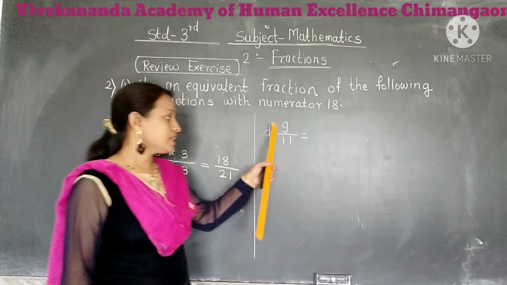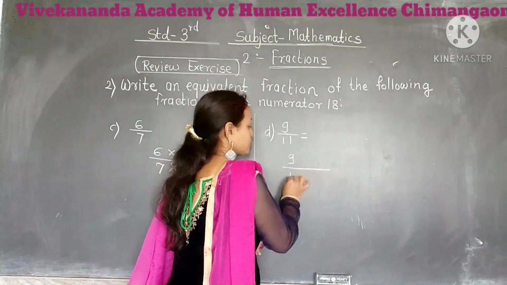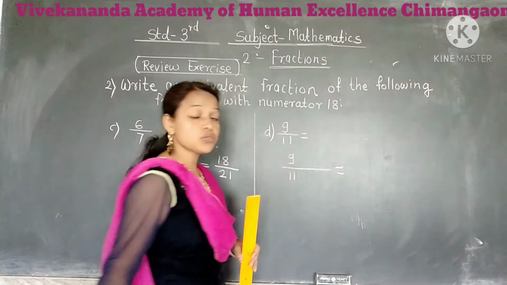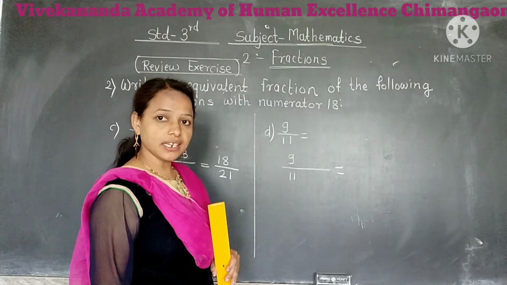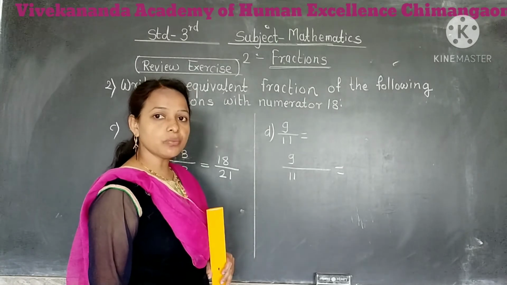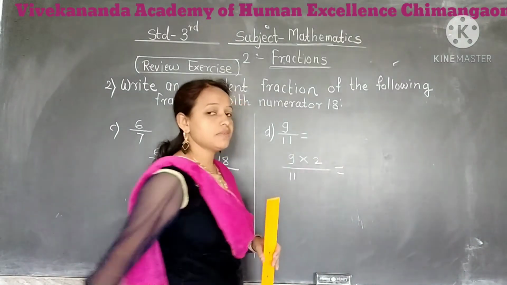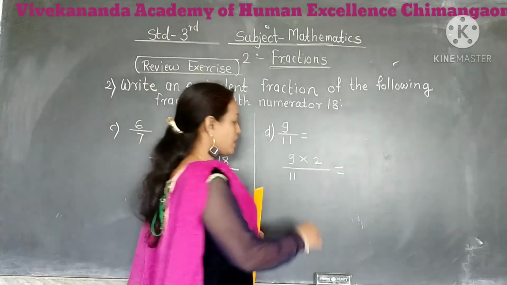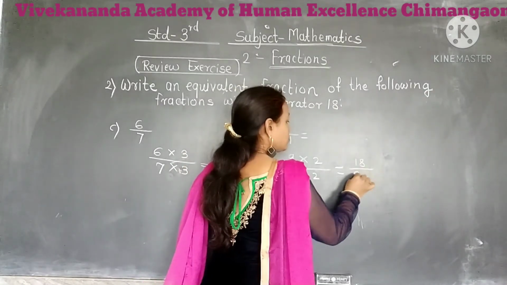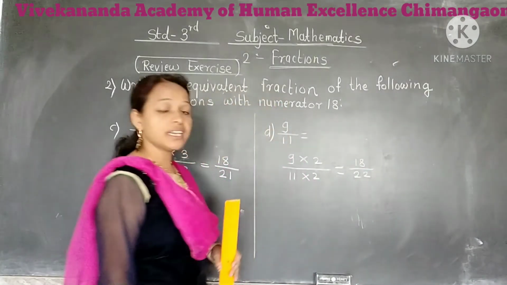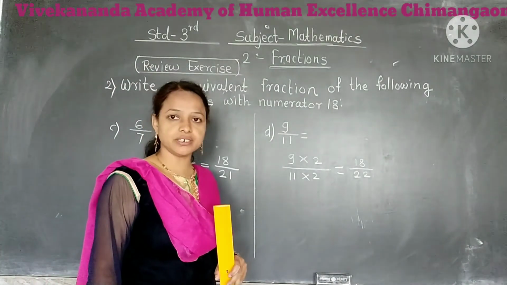Next fraction is 9 upon 11. So here also we want numerator 18. 9 twos are 18, means here we have to multiply 9 by 2 as well as we have to multiply 11 by 2. 9 twos are 18, 11 twos are 22. So we get the equivalent fraction of 9 upon 11 as 18 upon 22.